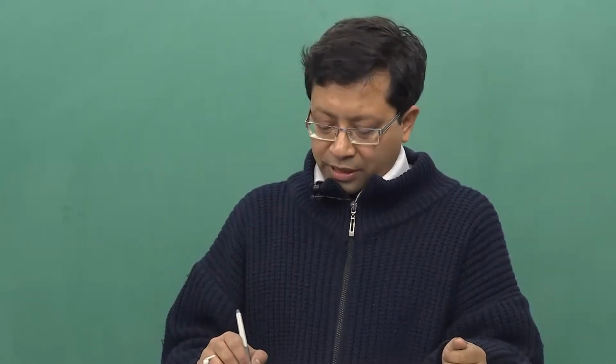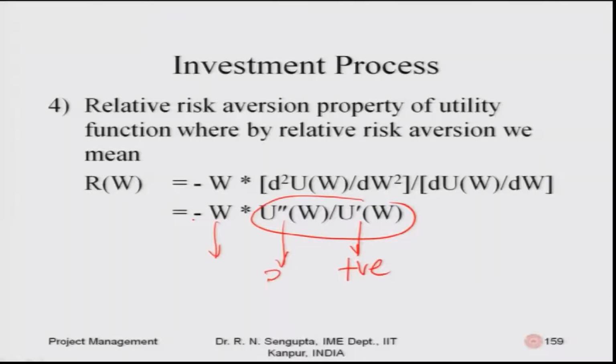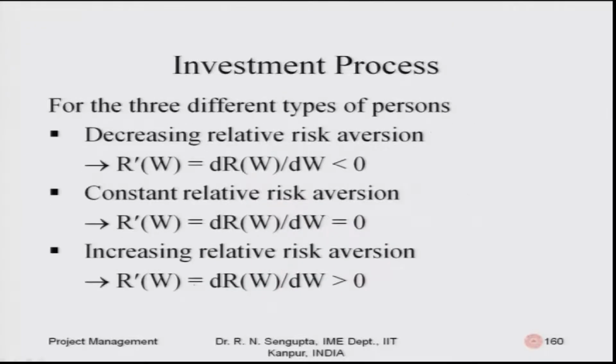Again the property of R(W) would basically depend on this, which is U prime, U double prime, sorry. So, U double prime would definitely have an effect on what is the property of A and what is the property of R, which are the absolute and relative risk aversion properties. Again, following the same sequence of explanation, R prime being less than 0 means decreasing relative risk aversion. R prime being 0 means the relative risk aversion property is constant, and R prime being greater than 0 means the relative risk aversion property is increasing.